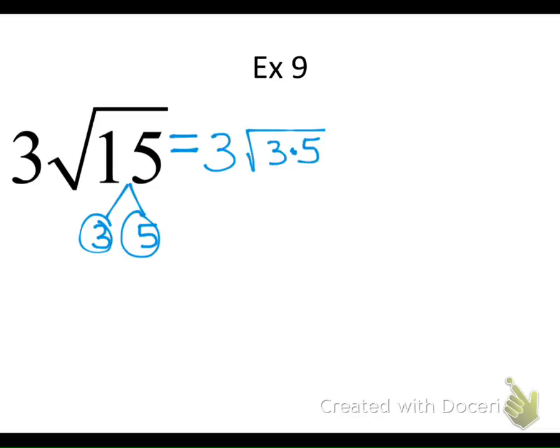Now, do I have any factor pairs? No. So I can't do step 2, right? I can't circle any factor pairs, so I can't do it. If I don't have any factor pairs, I'm not going to rewrite my factor pairs as a coefficient, am I? So I can't do step 3. So I'm going to go straight to step 4 and simplify. So what's my coefficient going to be? 3. And what's my radicand going to be? 15. So could you simplify 3 square root 15? No, it was already simplified. It was already in simplest form. And you will have a couple of these on your worksheet.